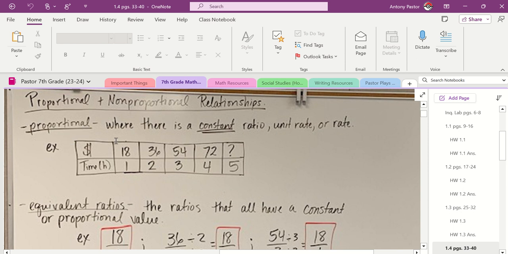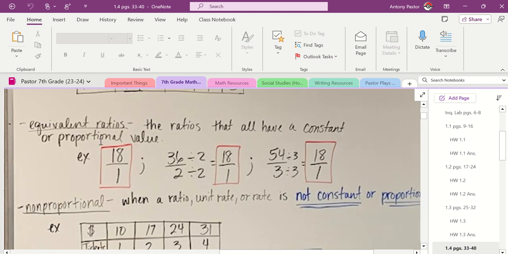Remember, proportional, we're looking at these all in a relation, that they are all jumping up at a constant rate. They may not be equivalent to each other, but they are all going up at a constant rate. Equivalent ratios are ratios that all equal each other. And 18 over 1, 36 over 2, and 54 over 3 are all the exact same ratio. They're all 18 over 1. So they are equivalent.